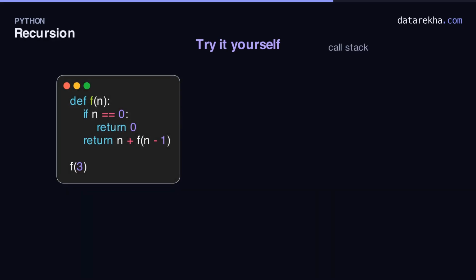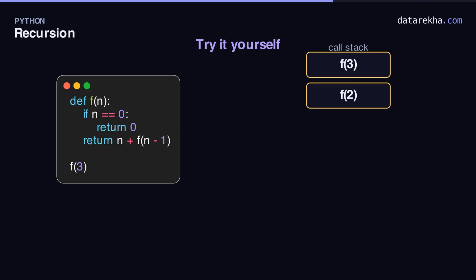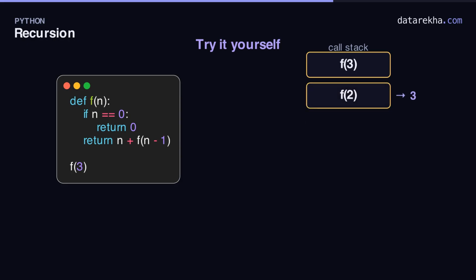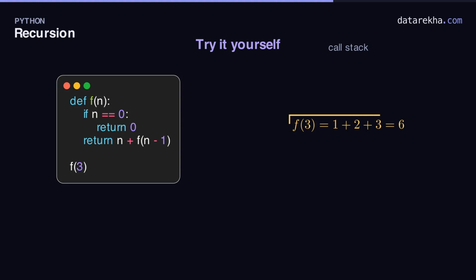We stack the calls going down, and nothing is added yet. Down we go. f of 3 needs 3 plus f of 2. f of 2 needs 2 plus f of 1. f of 1 needs 1 plus f of 0. f of 0 hits the base case and returns 0. Now up, f of 1 is 1 plus 0, which is 1. f of 2 is 2 plus 1, which is 3. And f of 3 is 3 plus 3, 6. That is the answer. f of 3 returns 6.